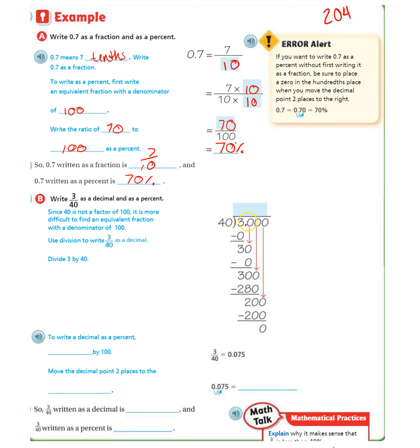Okay, 40 goes into 3, and then I can bring my decimal straight up. 40 goes into 3 0 times. 0 times 40 is 0. Subtract gives you 3. Bring down. 40 goes into 30 0 times. 0 times 40 is 0. Subtract gives you 30. Bring down. 40 goes into 300 7 times. 7 times 40 is 280. Subtract gives you 20. Bring down a 0. 40 goes into 200. What is that? 5 times. 5 times 40 is 200. Subtract gives you 0.